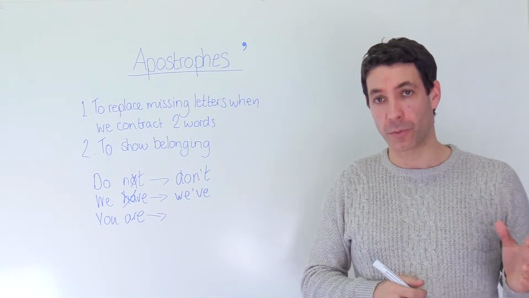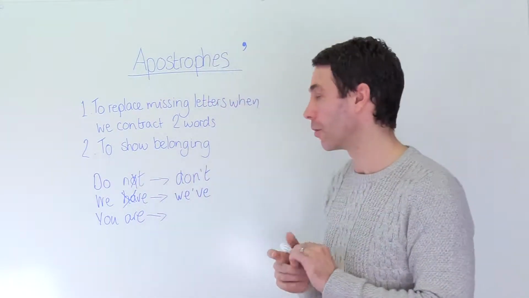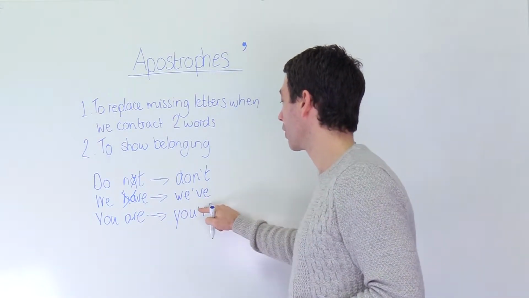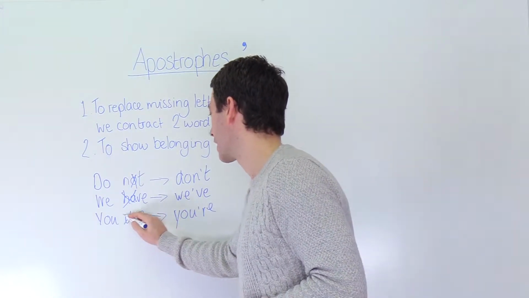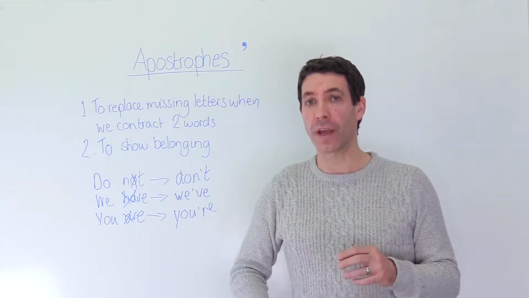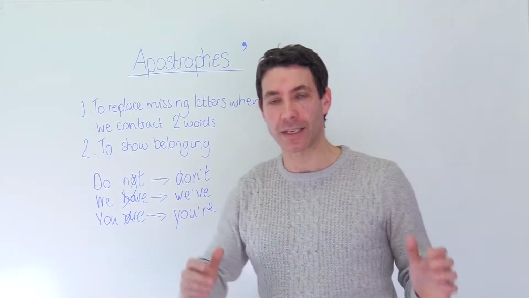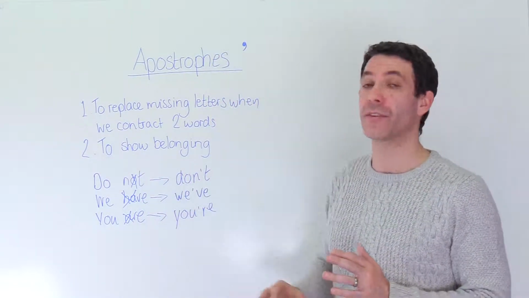In the last example, the two words you are, when we contract them together, become the single word you're. And as before, we're using an apostrophe to show that we have removed a letter, in this case, the letter A. So to recap, the first use of apostrophes is to replace missing letters when we're contracting two words and making them into one, as in these examples.